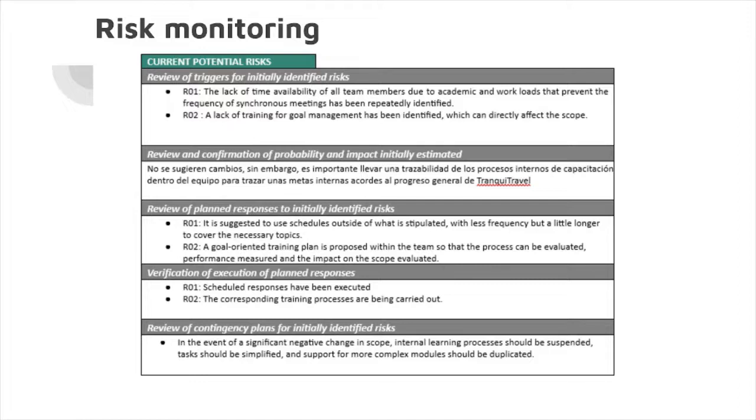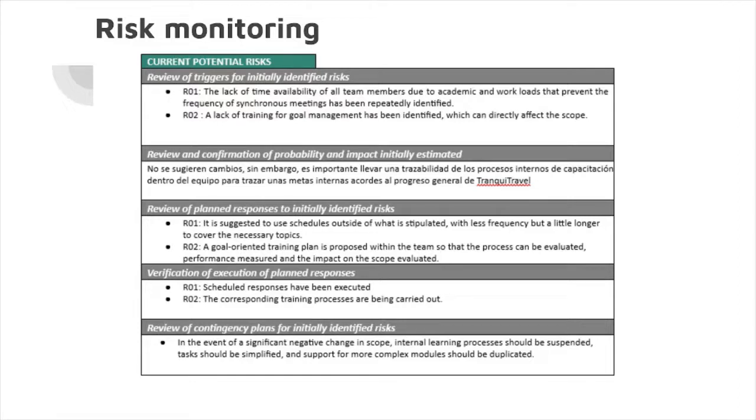R01, the lack of time availability of all team members due to academic and workloads that prevent the frequency of synchronous meetings has been repeatedly identified. R02, a lack of training for goal management has been identified, which can directly affect the scope. Review and confirmation of probability and impact initially estimated. There are no such changes in the planning.